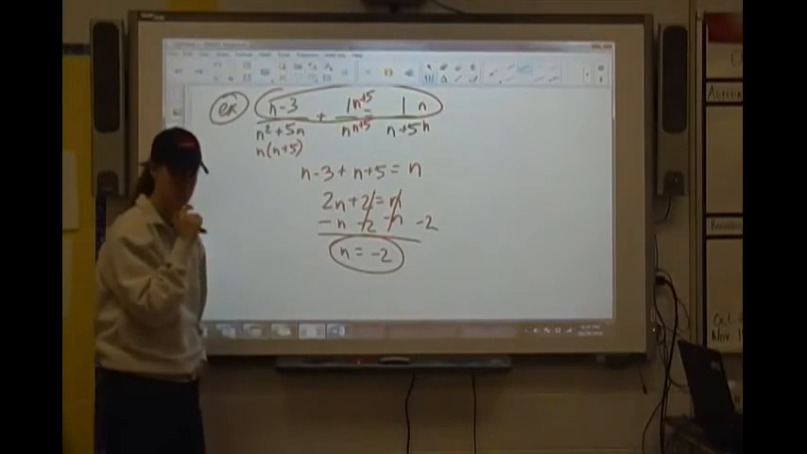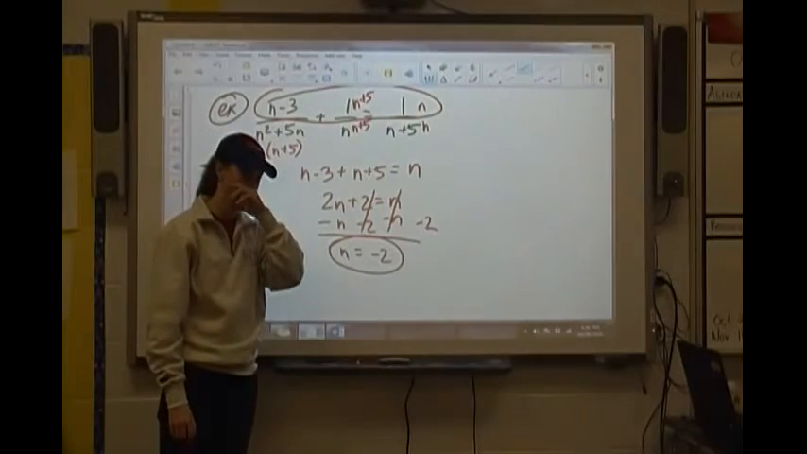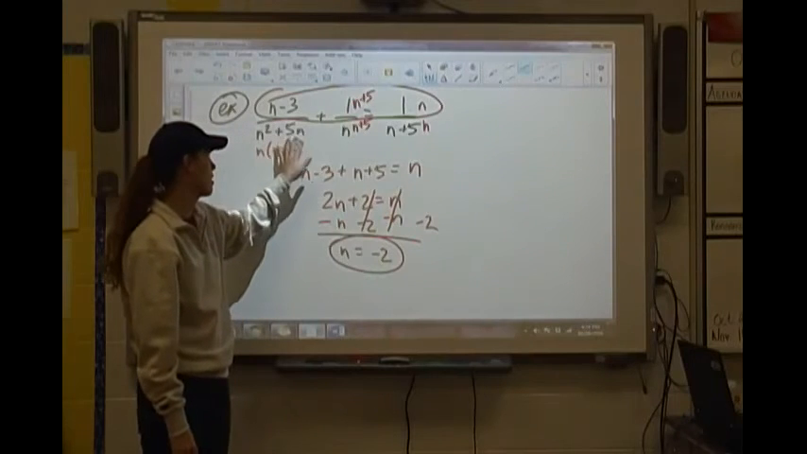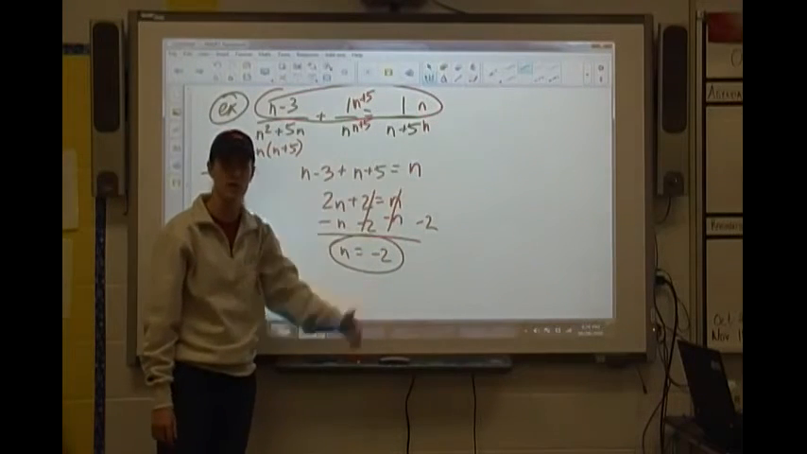So not too bad. Now I do want to check that negative 2 is a solution. If I plug this in here, nothing makes the denominator 0, so it is still a solution.